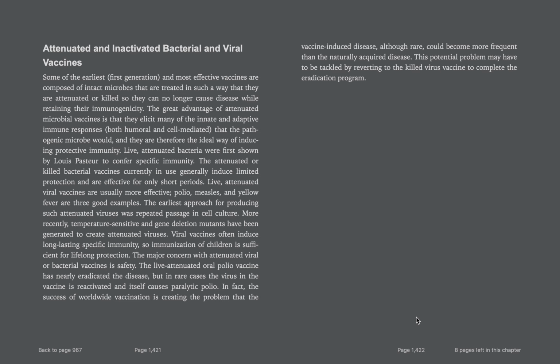Attenuated and inactivated bacterial and viral vaccine. Some of the earliest, first generation and most effective vaccines are composed of the intact microbes that are treated in such a way that they are attenuated or killed so they can no longer cause disease while retaining their immunogenicity. The great advantage of attenuated microbial vaccines is that they elicit many of the innate and adaptive immune responses, both humoral and cell-mediated, that the pathogenic microbe would, and they are therefore the ideal way for inducing protective immunity.